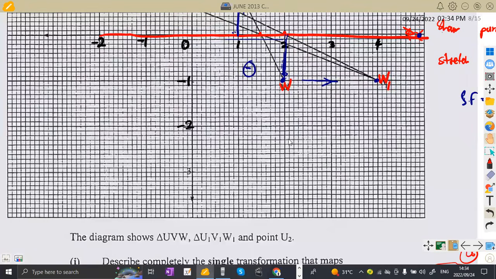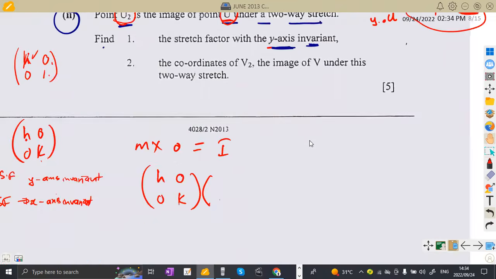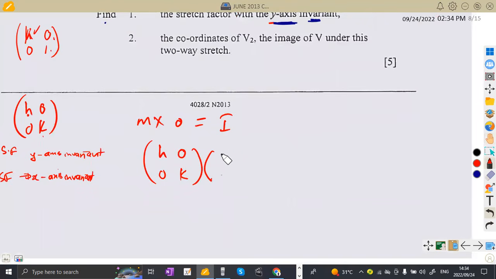So if we multiply this matrix by point U, which is our object, which is (1, 1), we must get the image. Let us just do this. All right, we have got (1, 1) here. We must get the image. We say this is your object and our image is U2. So we must get the coordinates of the image, which is U2.